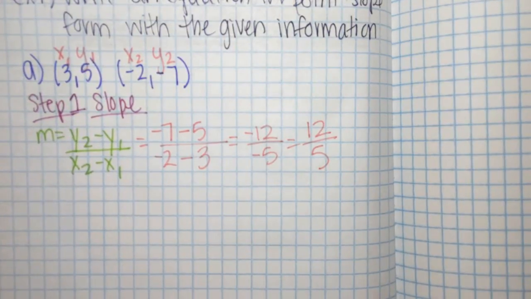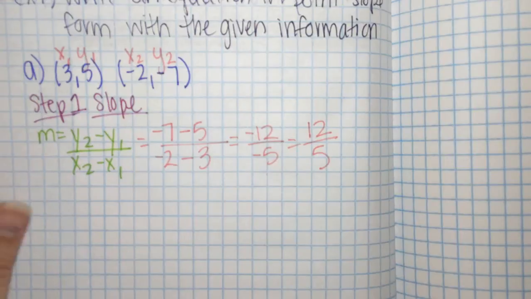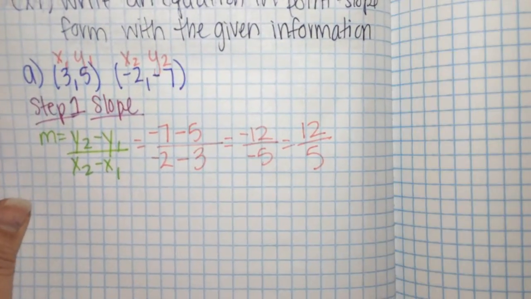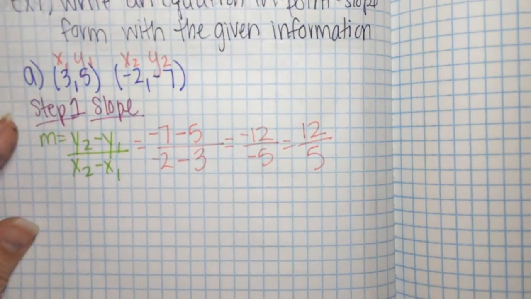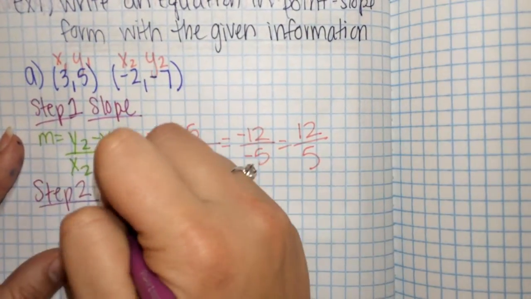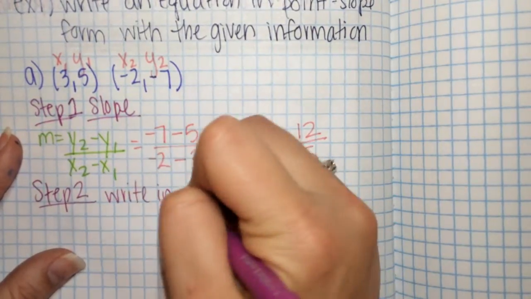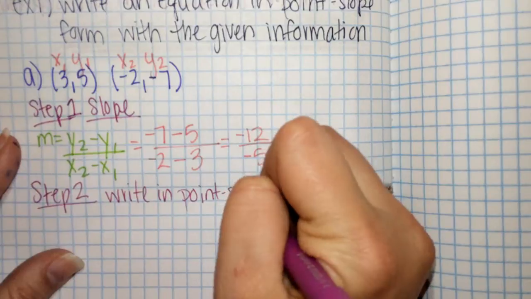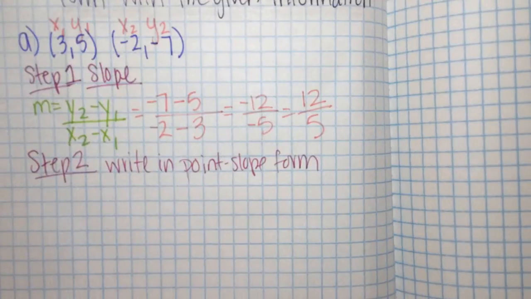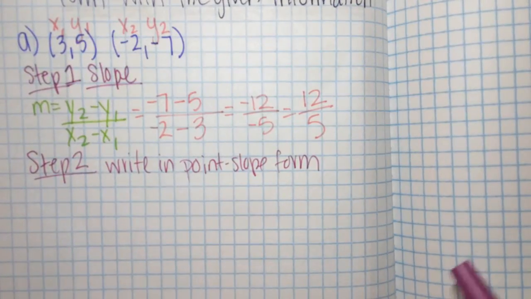You can earn your point, Damien, by telling me what step 2 is. Look at your notes from yesterday and tell me what the step 2 is. Look at you go. You've earned your point. Don't circle another one. Step 2. Write in point slope form. Now, why do you think that we rewrite the steps each time? So we know what to do every time.